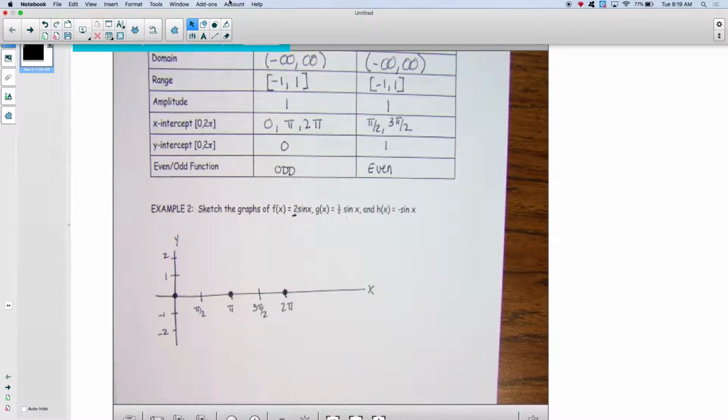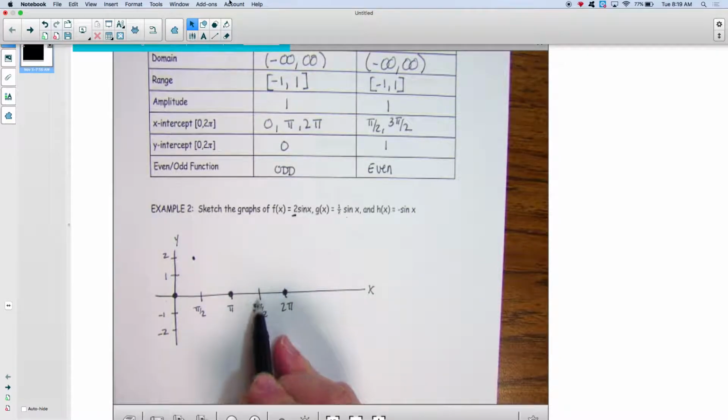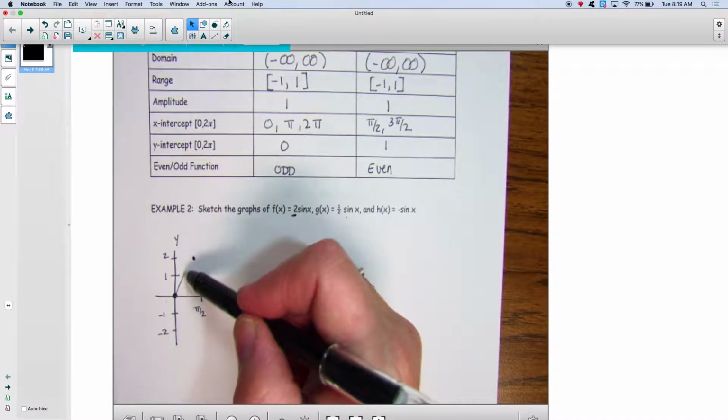Because of the 2 in front of it, instead of going up to 1, where am I going to go up to? 2. And then at 3 pi over 2, I'm going to go down to negative 2. And there's our shape.